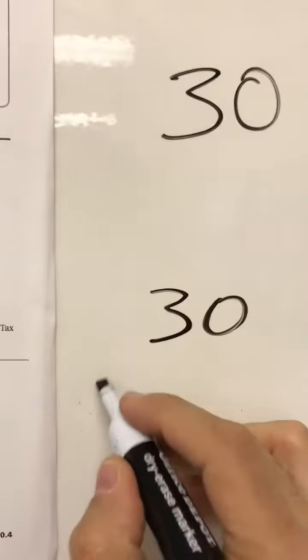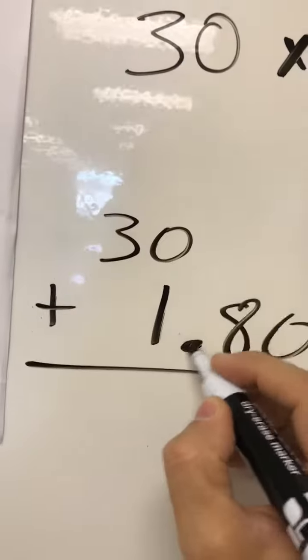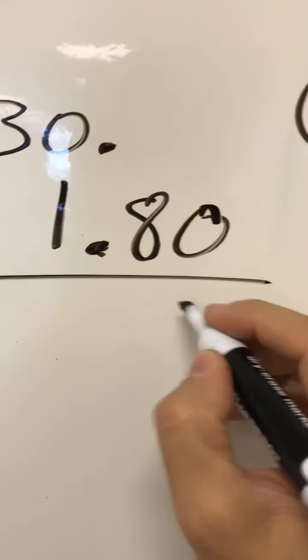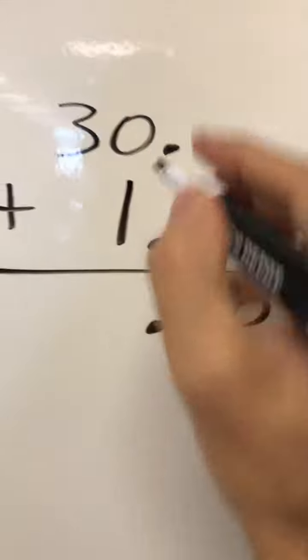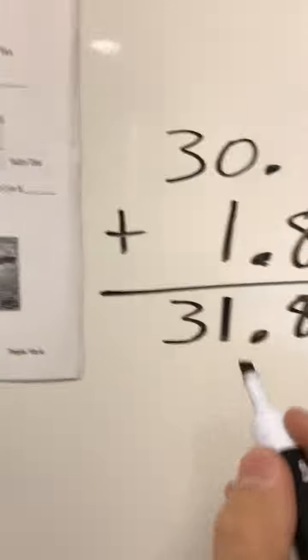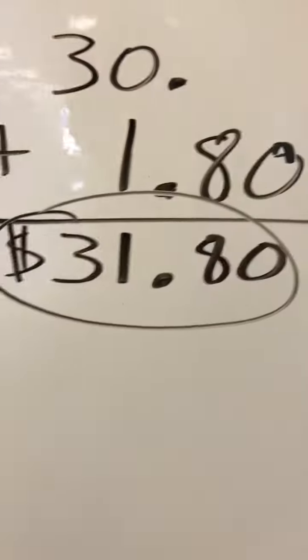So $30 plus $1.80. If I line up my decimals like this, I can add these numbers together. I'm getting 80 cents here. And then 0 and 1 is 1, and 3 and nothing is 31. So my total cost on question number 1 is going to be $31.80.